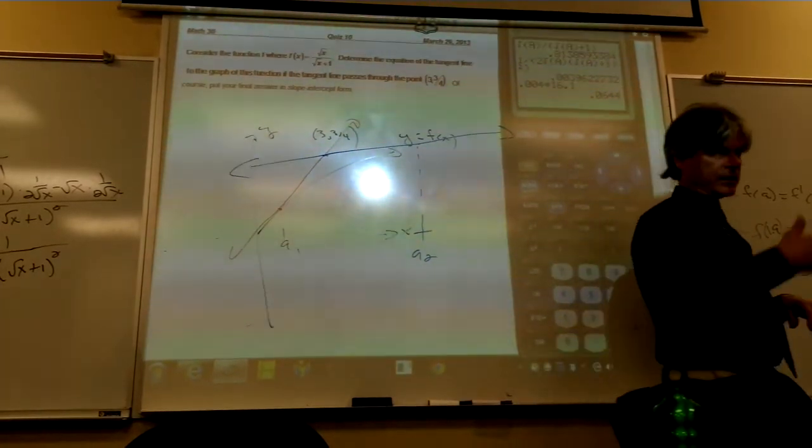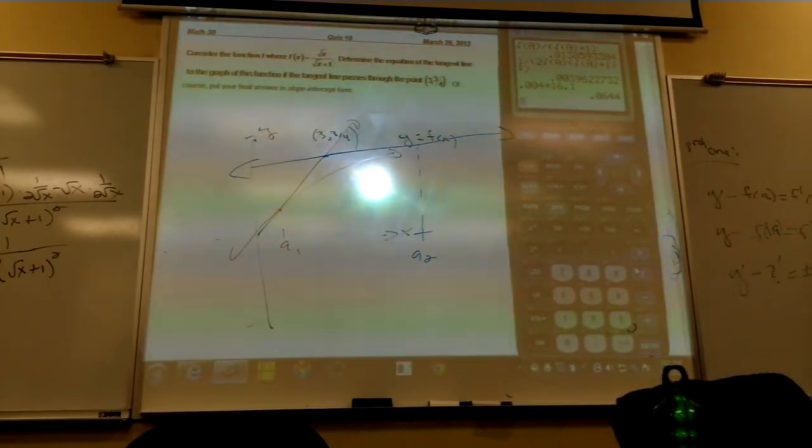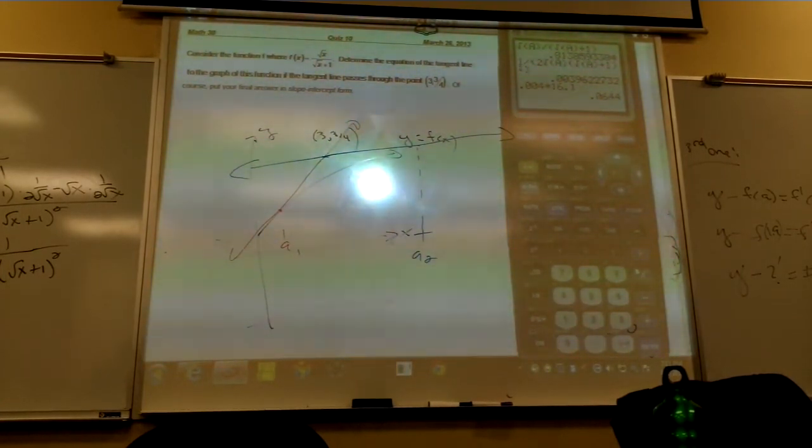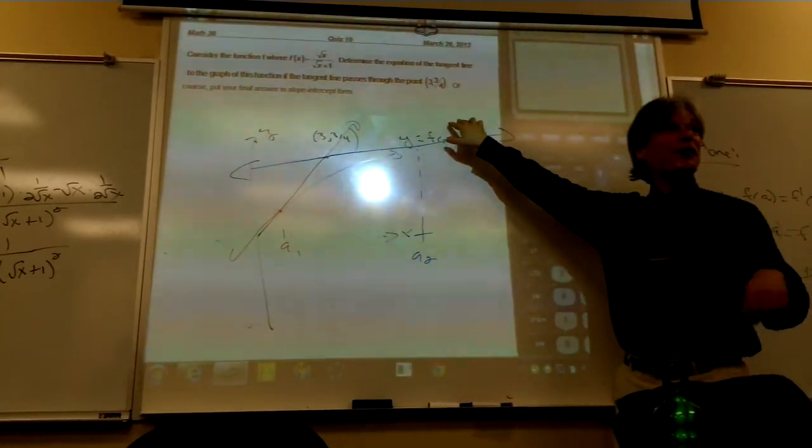Just a request: if we do end up having a question on the test where the value we're given is not actually on the graph, can you make it more clear that it's not on the graph? Because I read that and it seems like, okay, the tangent line passes through (3, 3/4), that's part of that function. But I never said that was a point of tangency.